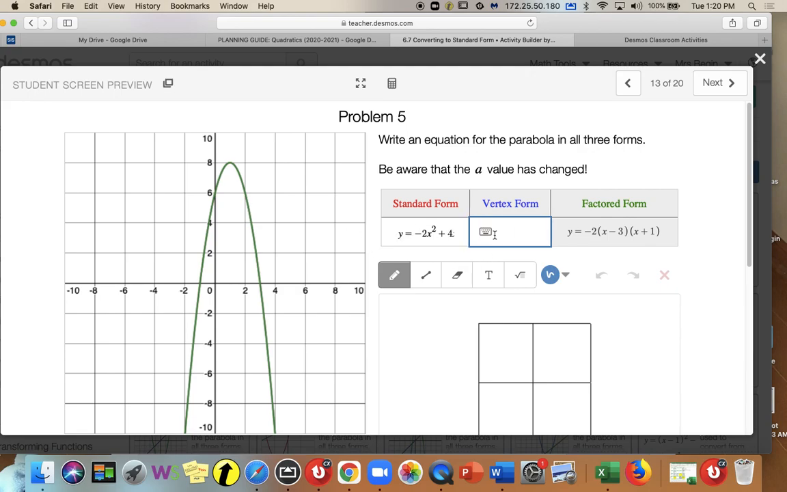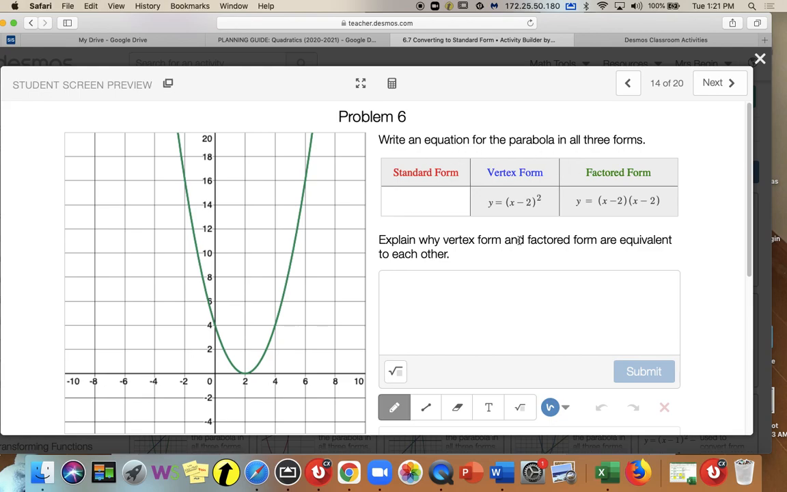Let's do the vertex. We know it's going to be negative. We can see the a value. It's going to be -2, so I don't have to guess on that. So -2. And then how does it shift? It looks like it goes right 1, up 8. So right 1 would be -1, and then up 8. And then we can see it matches.